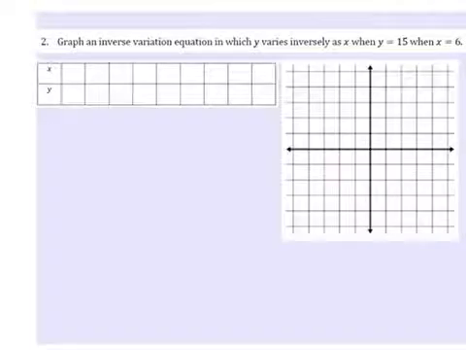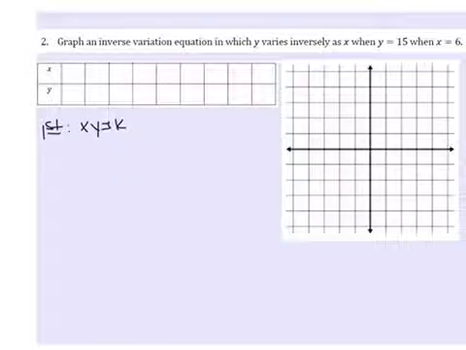So let's look at example number 2. We want to graph an inverse variation equation in which y varies inversely as x, when y equals 15 and x equals 6. There are a couple steps we need to follow. Our first step is to come up with an equation. I know that varies inversely gives me the equation x times y equals k. And in the first example, we knew k. We knew what we were shooting for: 250.